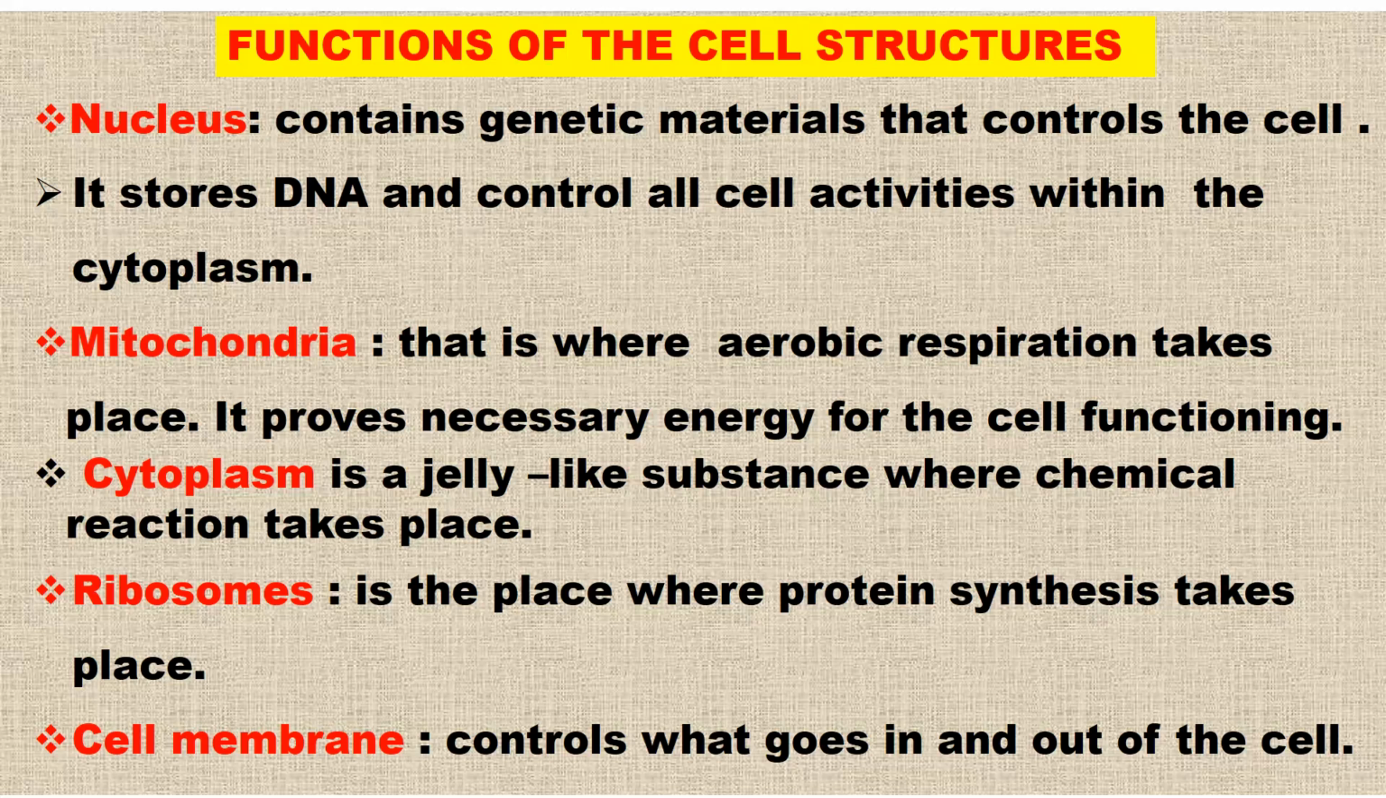To start with, we are going to look at the parts that they have in common. One, plant cell and animal cell both have the nucleus. Now, what is the function of the nucleus? You can say it contains genetic material that controls the cell.